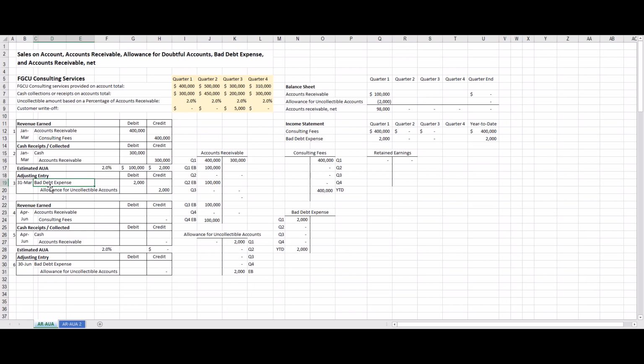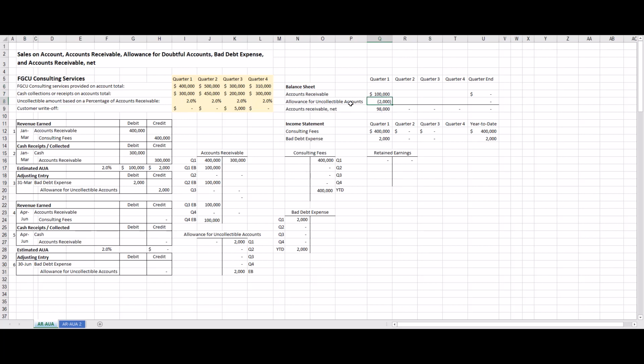So for the quarter, we will recognize $400,000 in consulting fee revenue and an operating expense of $2,000 labeled bad debt expense on the income statement. On the balance sheet, we will report $100,000 in accounts receivable and the contra asset labeled allowance for uncollectible accounts of $2,000.